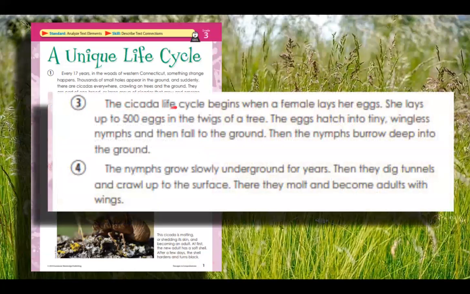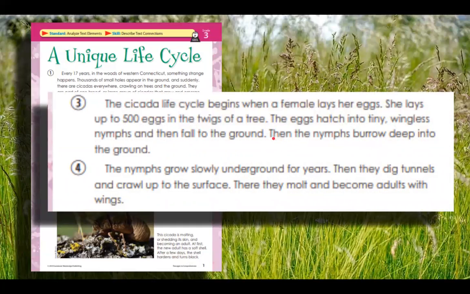Paragraph 3 says the cicada life cycle begins when a female lays her eggs. Female's a girl. She lays up to 500 eggs in the twigs of a tree. The eggs hatch into tiny, wingless nymphs and then fall to the ground. Then the nymphs burrow deep into the ground. So the word burrow means they dig down deep into the ground, or they dig these holes into the ground.